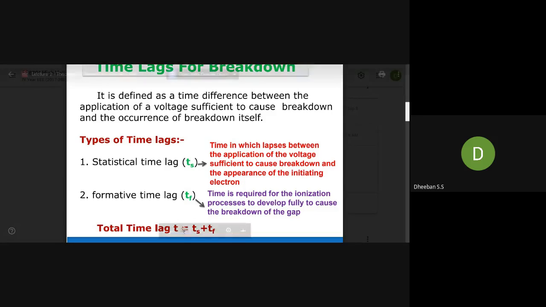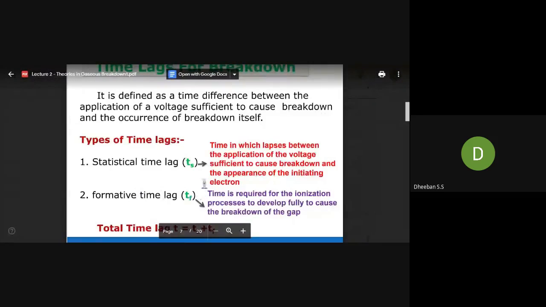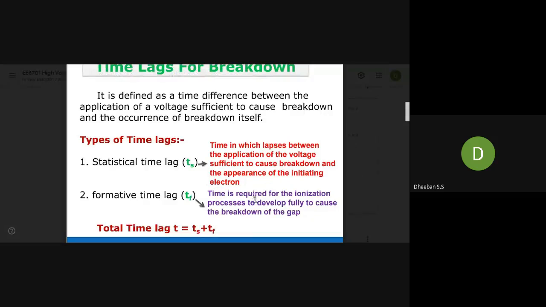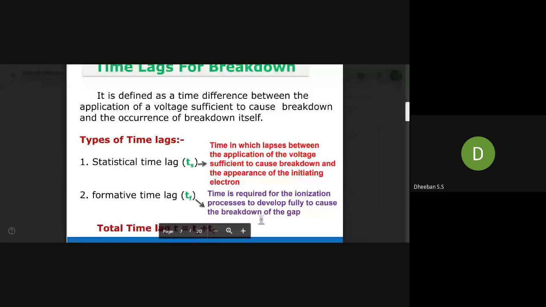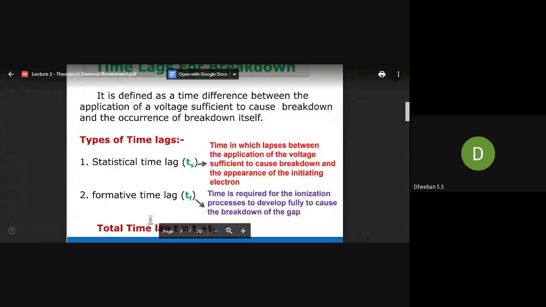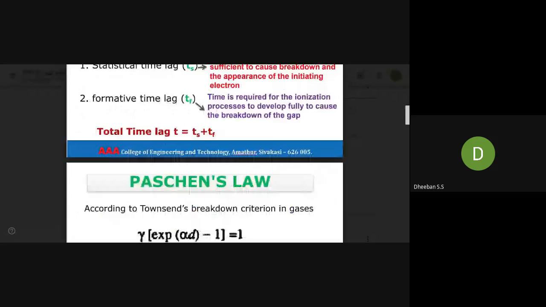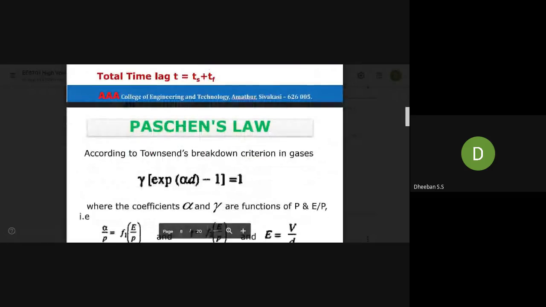Next, the formative time lag is nothing but the time required for the ionization process to develop fully or cause the breakdown of the gas. So in the formative time lag only, the breakdown occurs. Your total time period T will be equal to the summation of these two time lags. Next we'll be getting into Paschen's law.